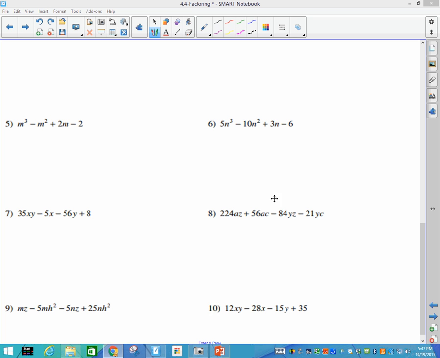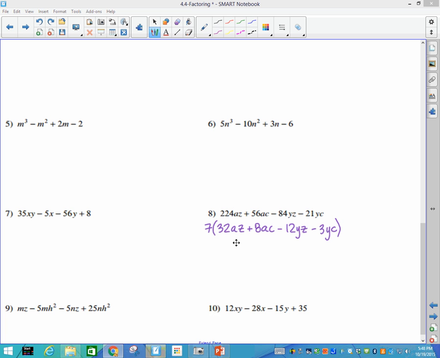And because I know that 7 goes into all of these, I'm going to see if 7 goes into that one. And it does. It goes in 32 times. Do I have any other variables in common? I don't. Those have an A, but there's not any other variables. So I'm going to take out a 7, and that leaves me with 32AZ plus 56 divided by 7 is 8AC minus 84 divided by 7 is 12YZ minus 3YC. It looks harder than it is, y'all.